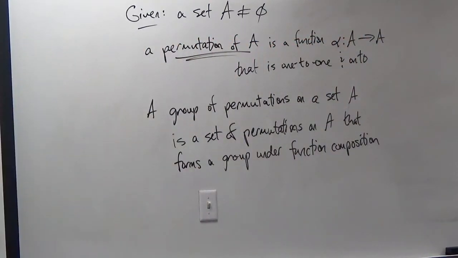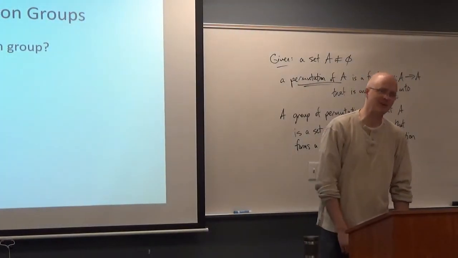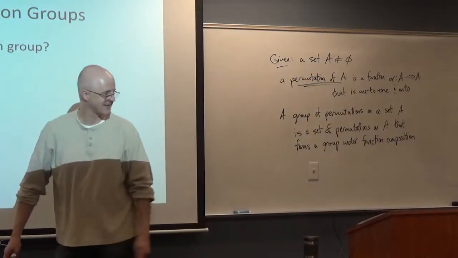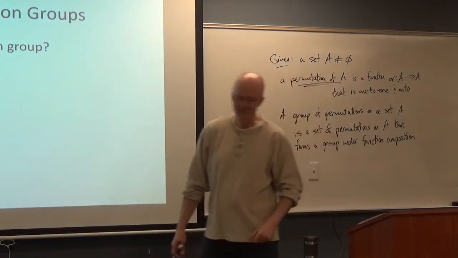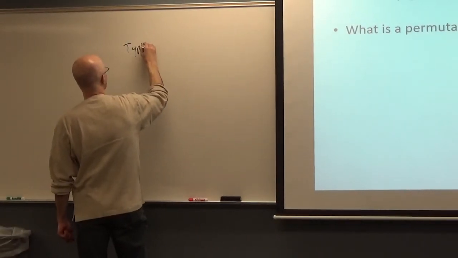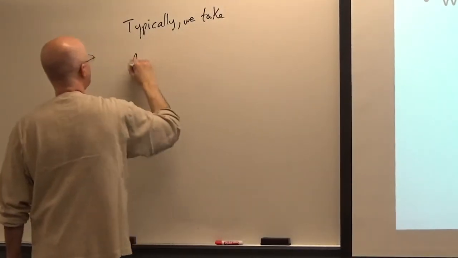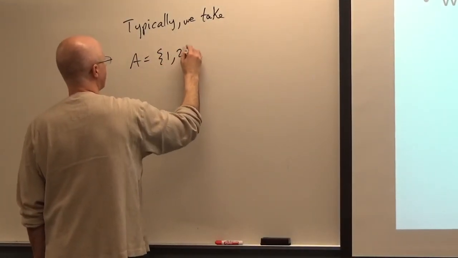The most common thing that we use for capital A is a finite set. Now that finite set could be a collection of any objects you want. Could be a collection of people, could be a collection of colors. We typically take it to be a collection of numbers. Typically, we take A to be the set of the first n positive integers.